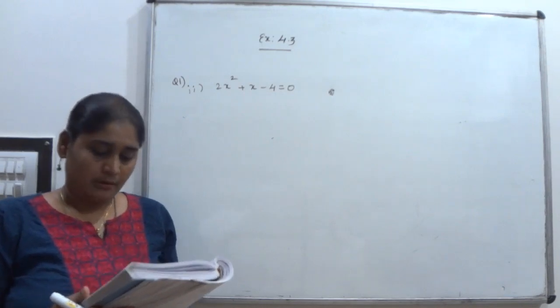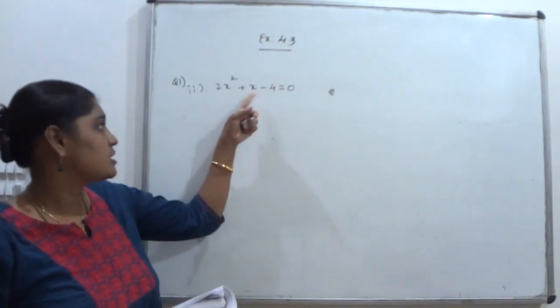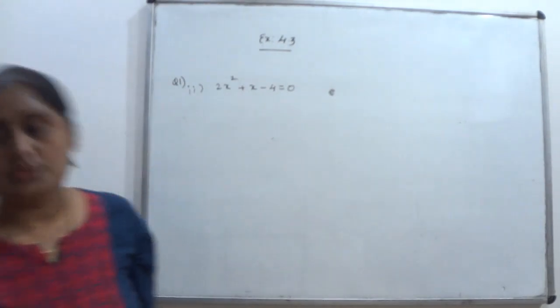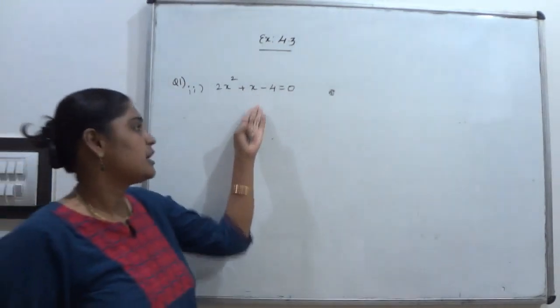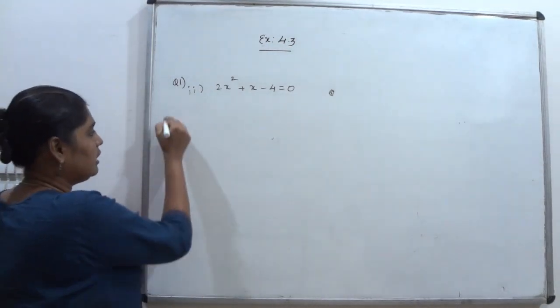Question number 1, second part of exercise 4.3. 2x square plus x minus 4 equal to 0. I have to solve this equation by completing square method. You know the rules already, we have already discussed.